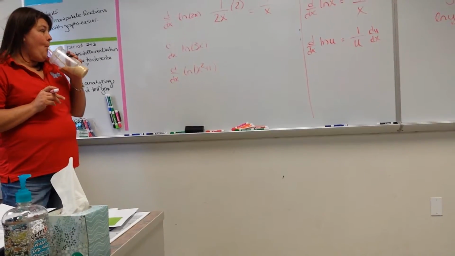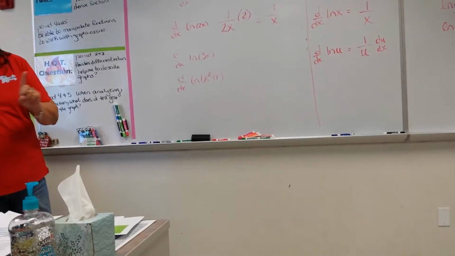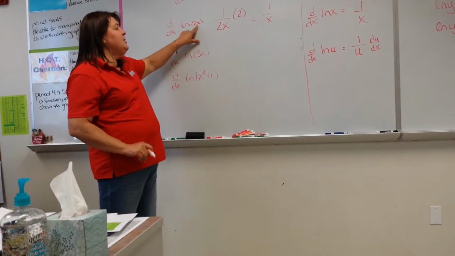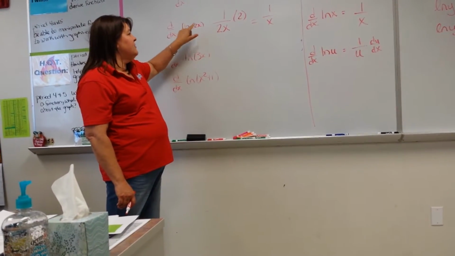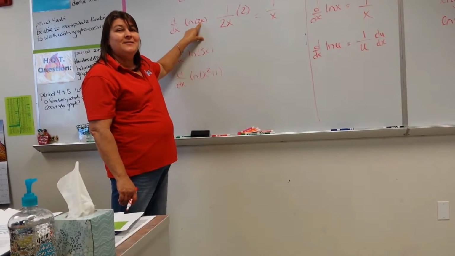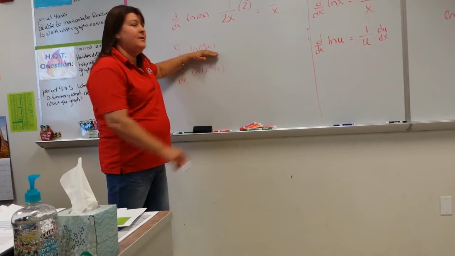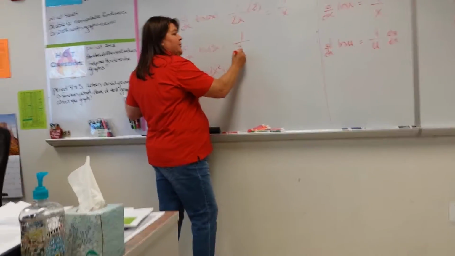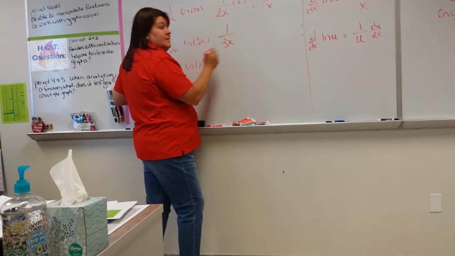The ln of 2x or the 1 over 2x? Okay, so I take this and put it under 1, and then I take its derivative and attach it to it. So it's really just the number that's in front of the x. Yes. And so for the other one, it'd be 3. So let's look. It's going to be 1 over 3x times 3.